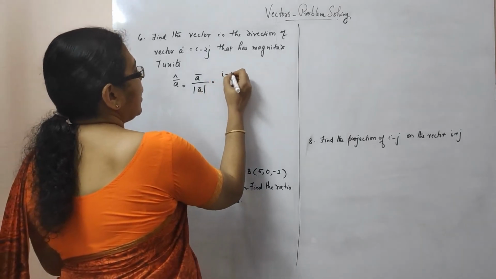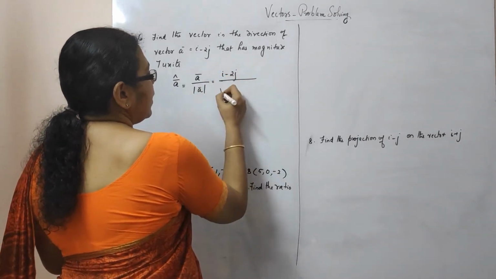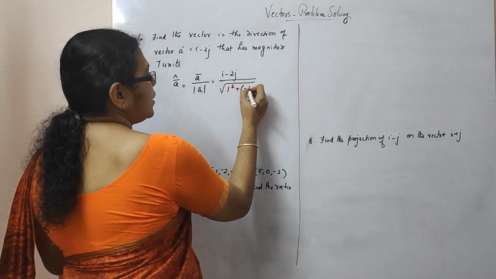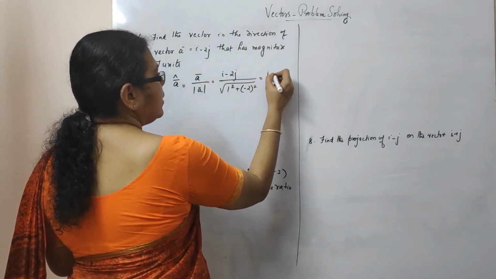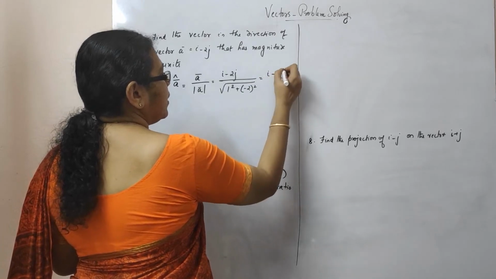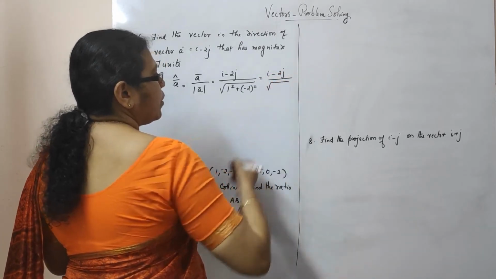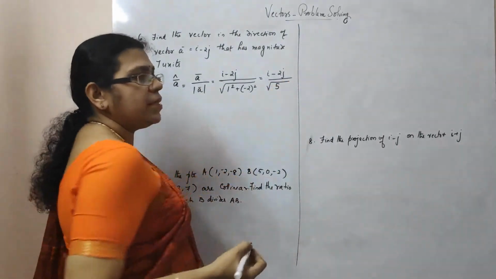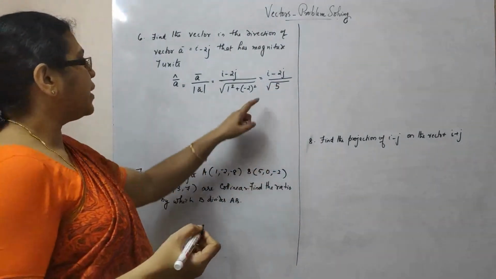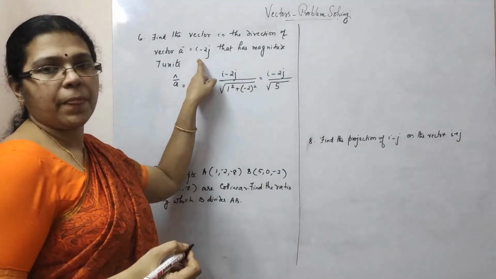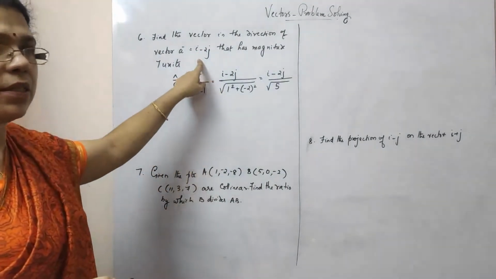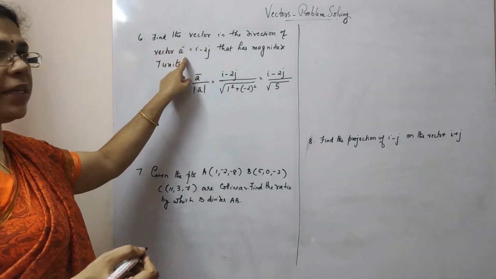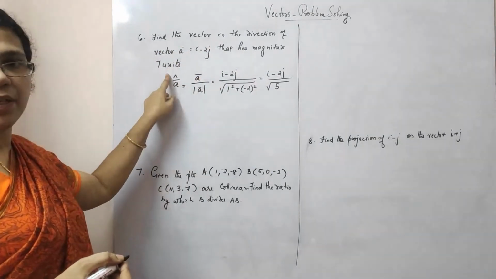So what is the unit vector? i minus 2j divided by the magnitude of this vector. The magnitude is the square root of 1 square plus negative 2 square, that is the square root of 1 plus 4, which is 5. So i minus 2j by root 5 is the unit vector in the direction of this given vector. Now, what is the question? The question is to find the vector in the direction of this vector having the magnitude 7 units.